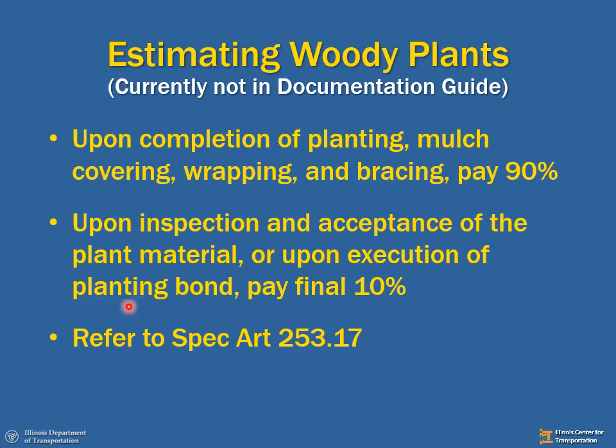This is a bond specifically for these woody plants, and it basically states that if they die within the establishment period, the contractor will come out and replace them until we get one to live. So either we have accepted it or they get the planting bond, then we can pay the final 10%.